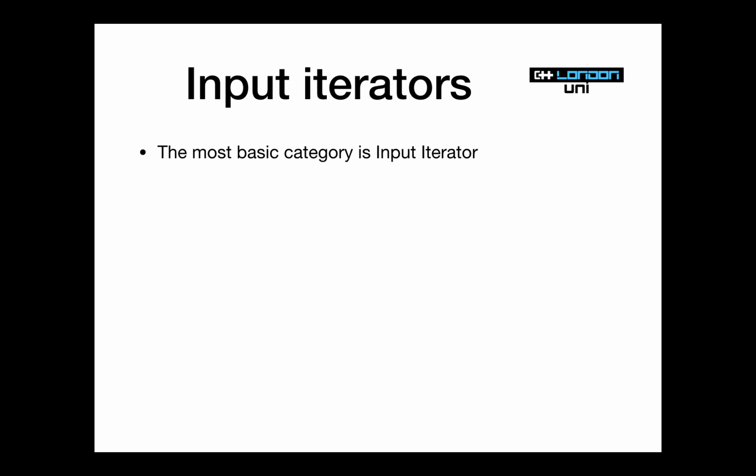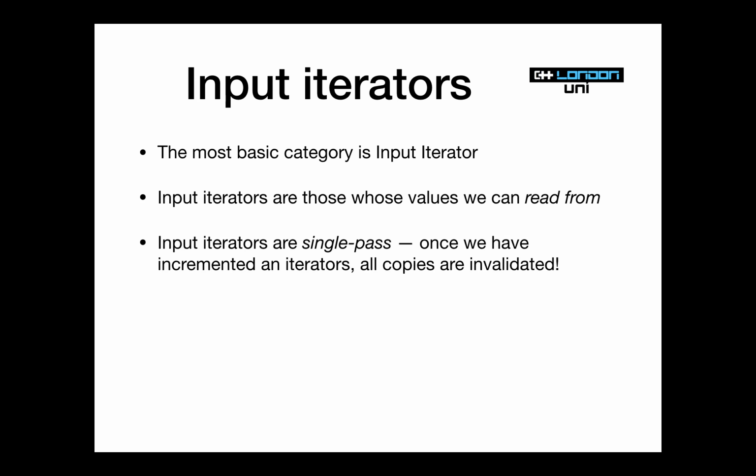So let's talk about input iterators first of all. Input iterators are iterators that we can read from. They provide input. But input iterators have a really annoying limitation. They are single pass, which basically means we can only look at the value once. Once we have passed that value, we can never go back to it. It may not even exist anymore.